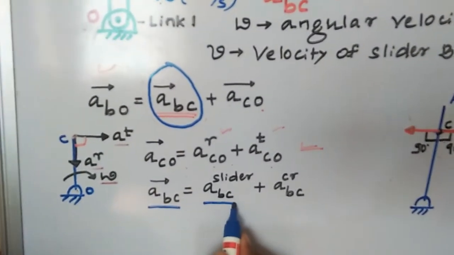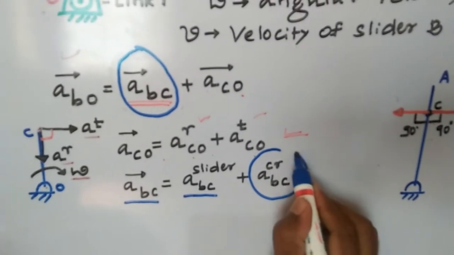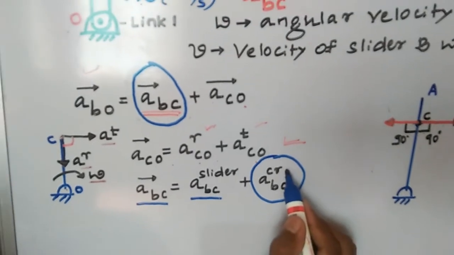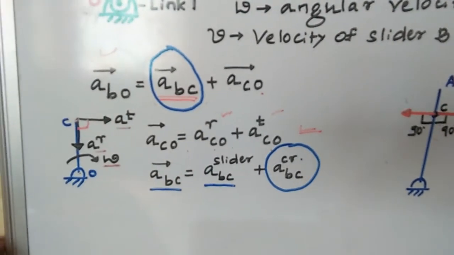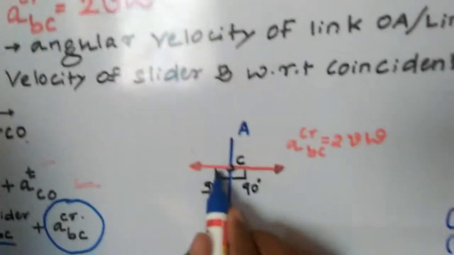Acceleration of BC, that is, the slider. This is nothing but the Coriolis component. You have to add it. That is the acceleration of BC with the Coriolis component. That is the thing. One more thing, the Coriolis component is always perpendicular to the link.